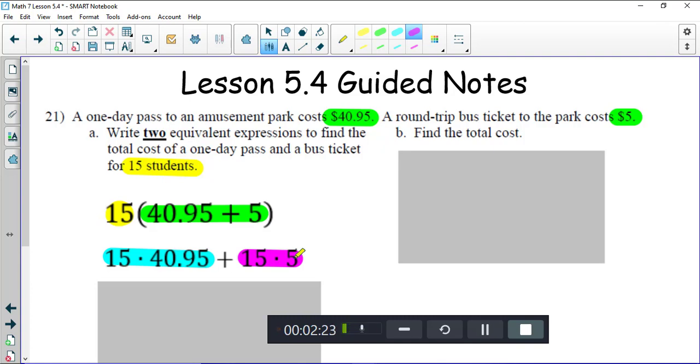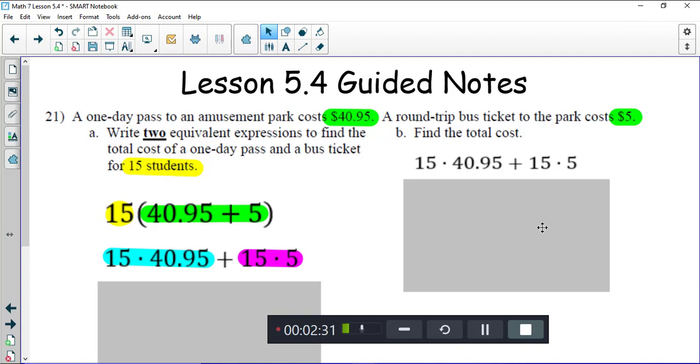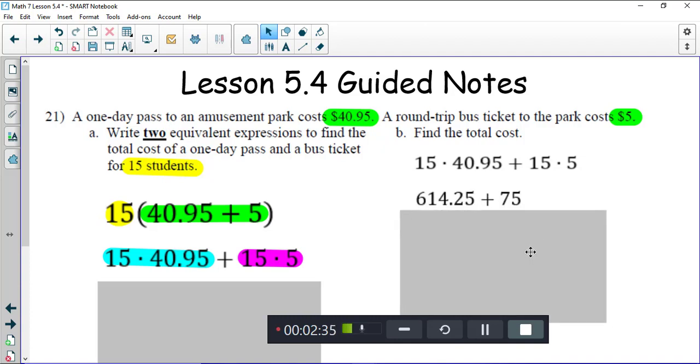Now, as is pretty traditional for these problems, Part B is going to ask us to find the total cost. And we're allowed to use calculators for this. So you'll just see I picked one of the expressions. I chose the second one. I took 15 times $40.95 and got $614.25. So that's really the cost for the amusement park tickets for the 15 students. And then I did 15 times 5 to get 75.